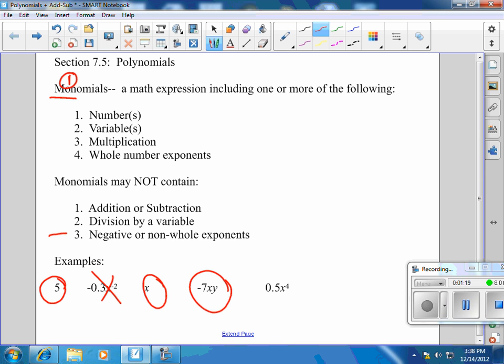And then the next one. This is technically a fraction, 1/2, but that's totally okay because it's just a number. It's not one of your exponents. And then it has multiplied by x to the 4th. So that also is a monomial.